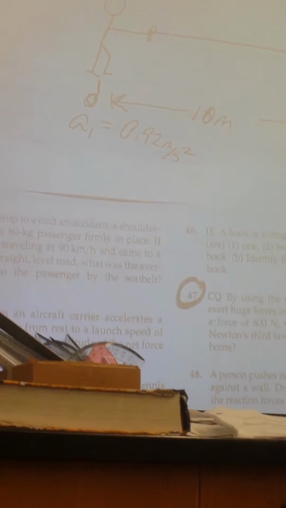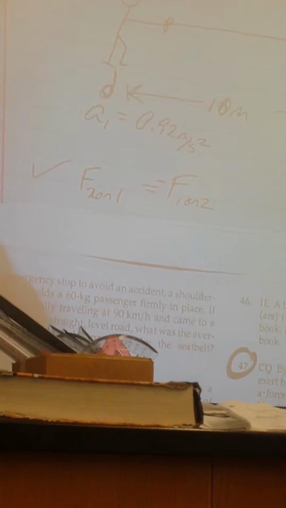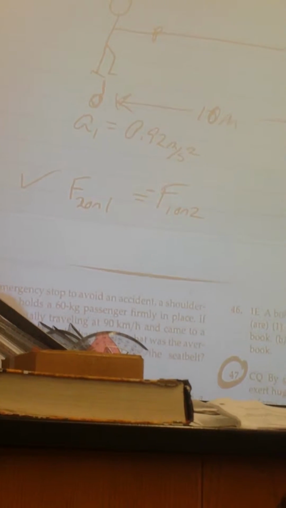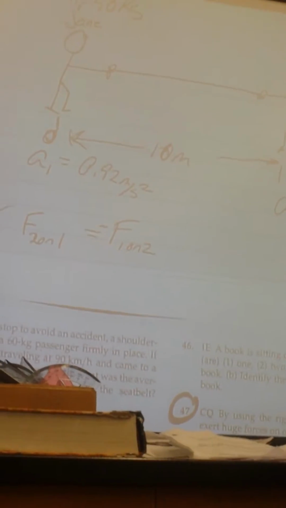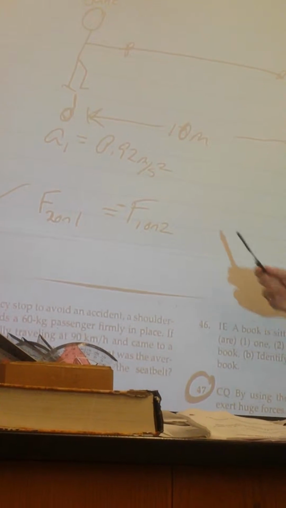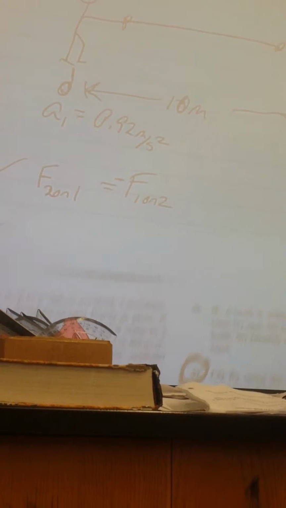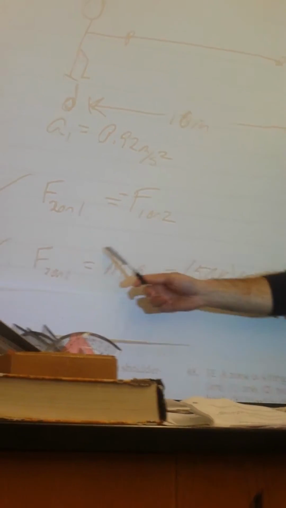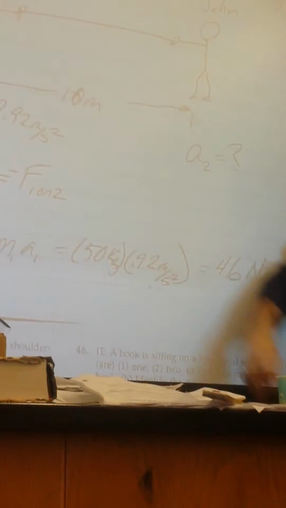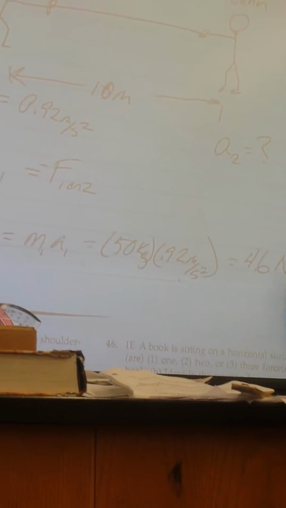So Jane or John? John, I'm sorry. John has less acceleration because they have the same force. Right? His force on her is equal and opposite to her force on him. That's Newton's third law. To figure out what the actual force is, we just take her mass times her acceleration, and we find it to be 46 newtons.